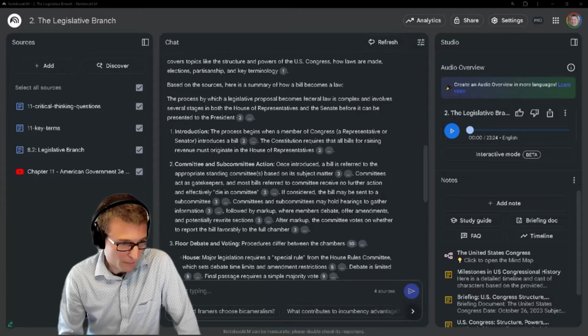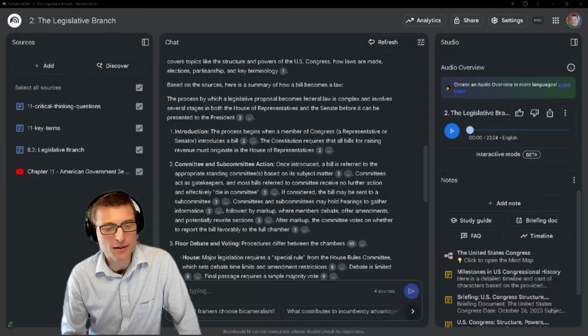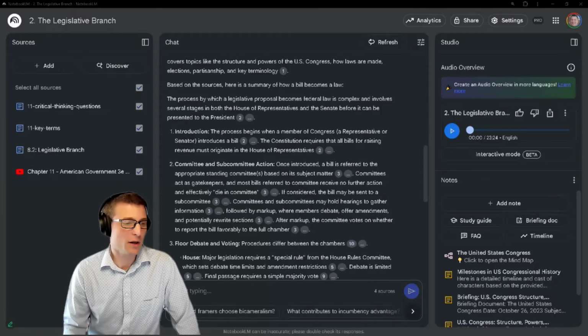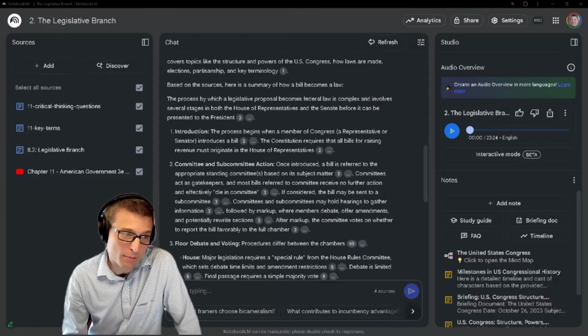Committee referral. Bills are referred to a relevant standing committee. Permanent committees specialize in policy areas like agriculture, the judiciary, armed services, etc. Committees are the gatekeepers where most of the detailed work happens.